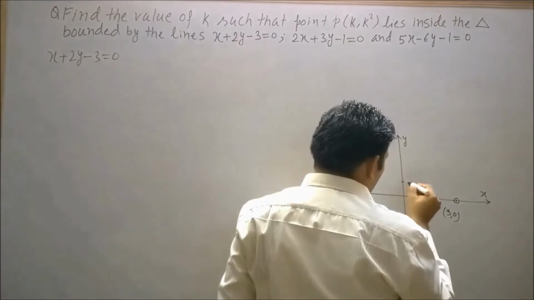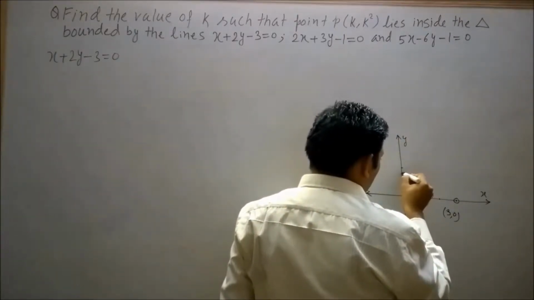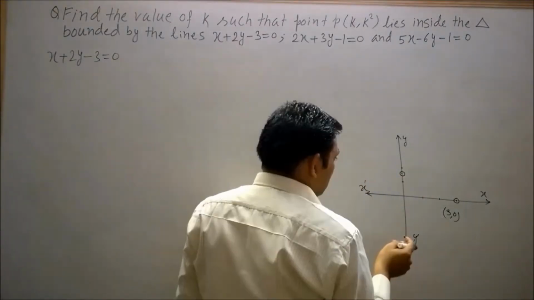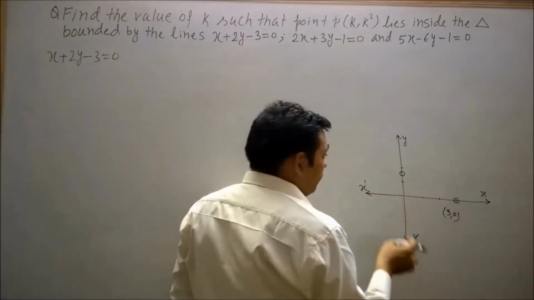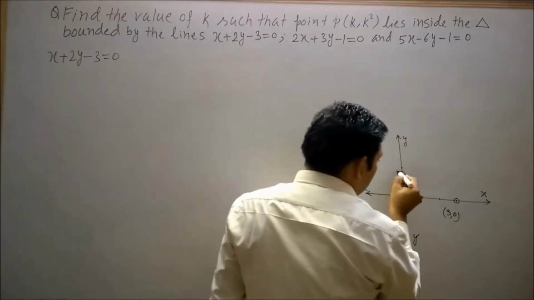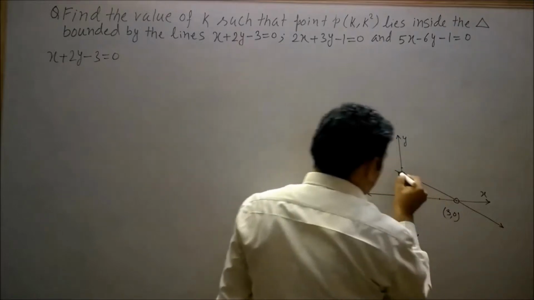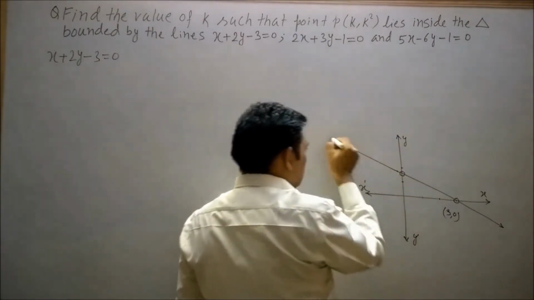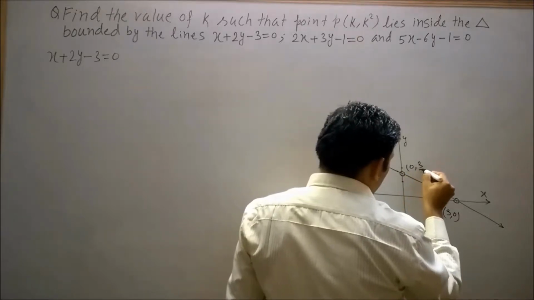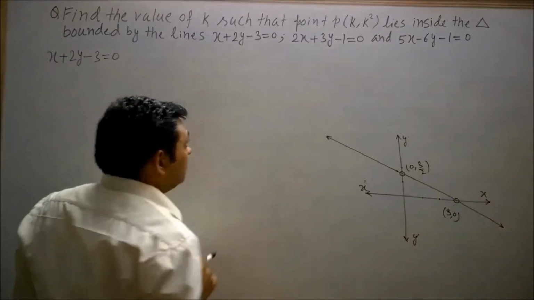Let's say this is 1 and 2. 3 by 2 lie in the middle of 1 and 2. So this is the point 0, 3 by 2. Now, join these 2 points to form the straight line of this equation. Let's say this is 0, 3 by 2. Now, draw the graph of this equation.